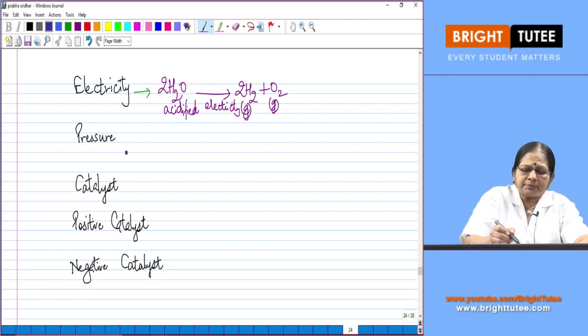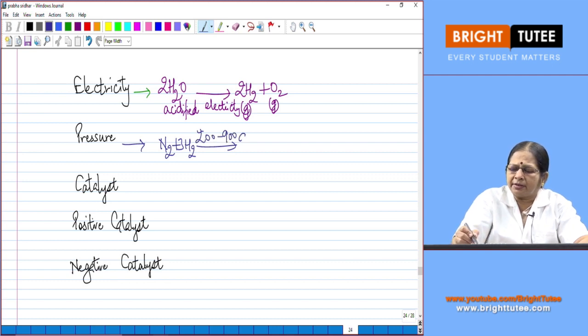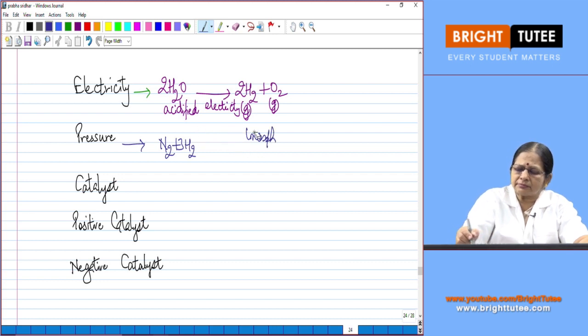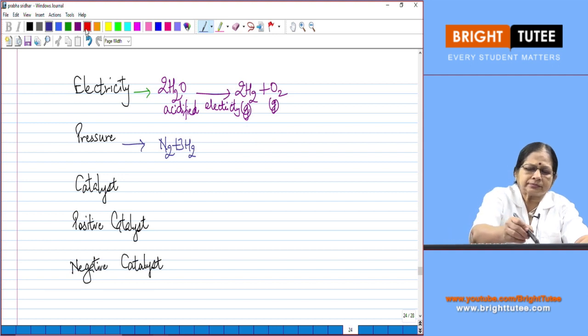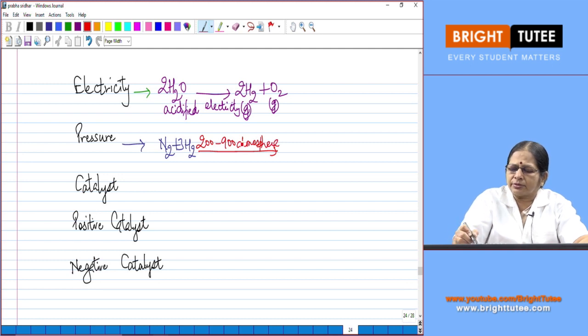Then another condition is pressure. Nitrogen reacts with hydrogen. Pressure has to be 200 to 900 atmospheres, which will bring the gas molecules closer and prepare another important gas, ammonia.